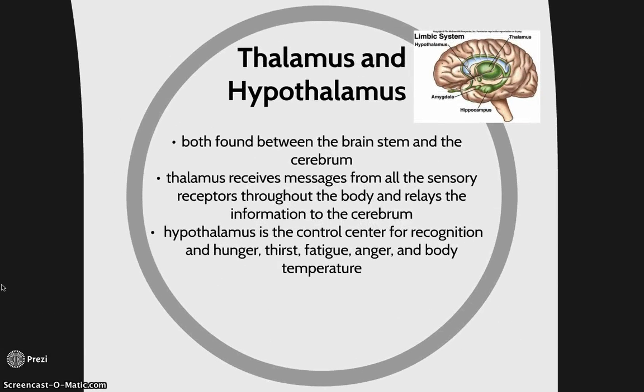The thalamus and the hypothalamus are both found between the brainstem and the cerebrum. The thalamus receives messages from the sensory receptors throughout the body and relays the information to the cerebrum. The hypothalamus is the control center for recognition in hunger, thirst, fatigue, anger, and body temperature.